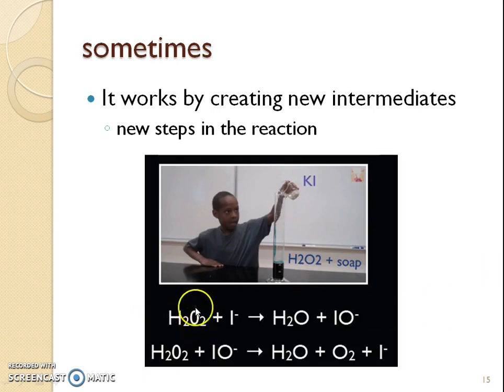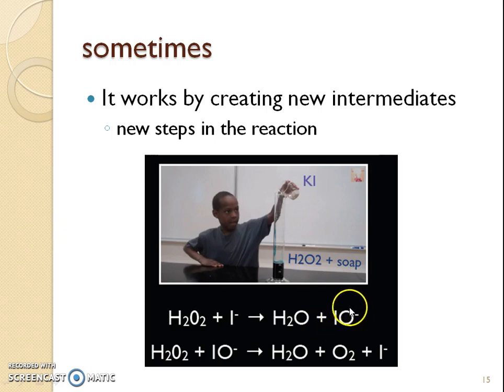So in here we have H2O2. Iodide is a catalyst, and if you notice, the iodide ion is a reactant first and a product in another reaction, so those would cancel out. So the catalyst, or in this case the iodide, is not part of the overall reaction at all. Just like intermediates are also not part of the overall reaction.